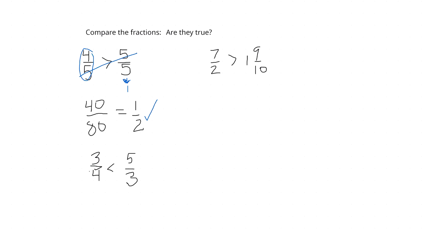Now let's look at 3/4. Well, okay, I see 3/4. That's a proper fraction, so I know it's less than one, but look at 5/3. That's an improper fraction, which lets me know it's greater than one. So therefore, 3/4 is most definitely smaller than 5/3.